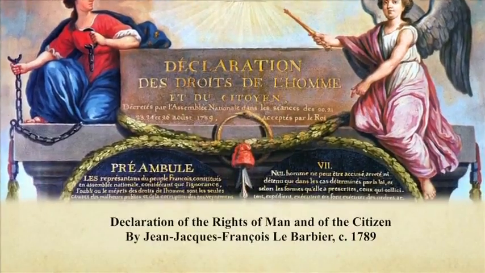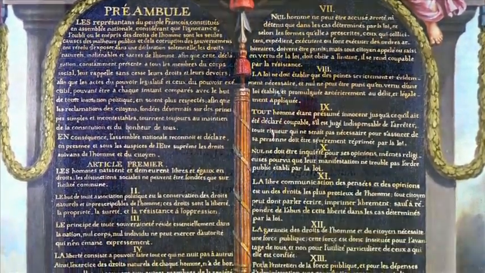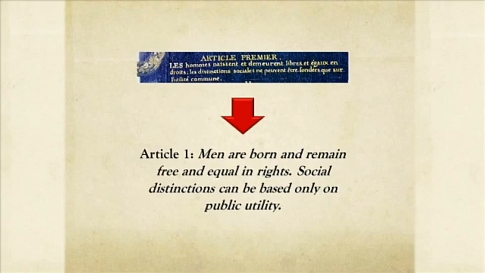Here's a contemporary print proclaiming this new Declaration of the Rights of Man and Citizen. Look at what it says. Men are born and remain free and equal in rights. You can instantly see here the influence of the language Jefferson had penned in the American Declaration of Independence. But this second sentence is very much a French one. Social distinctions can be based only on public utility.